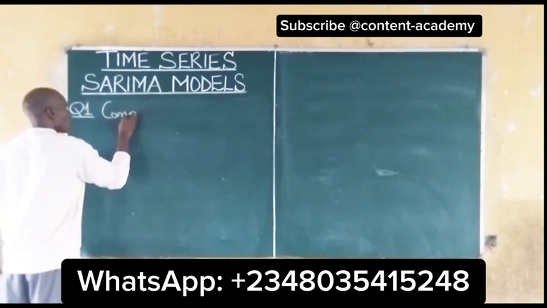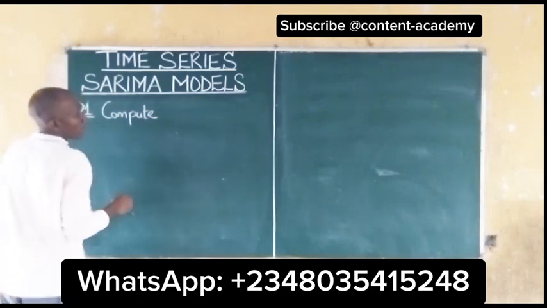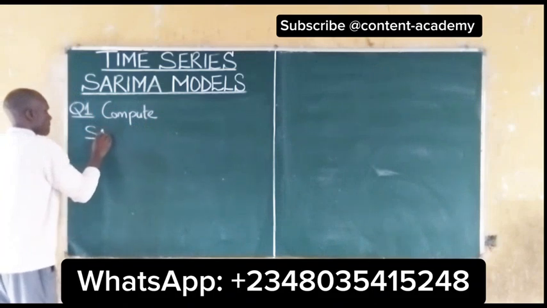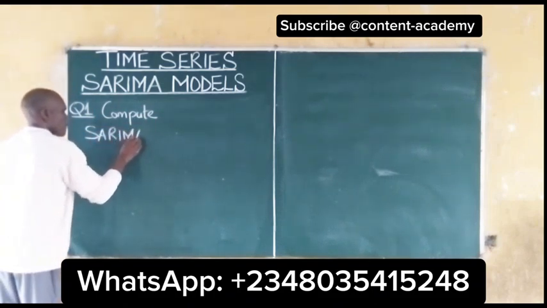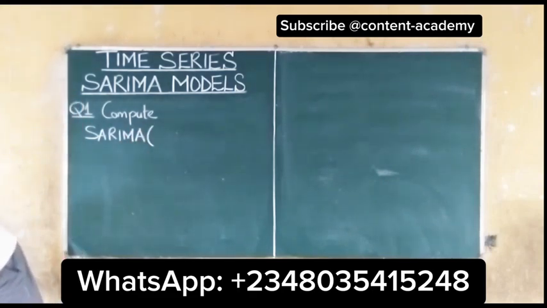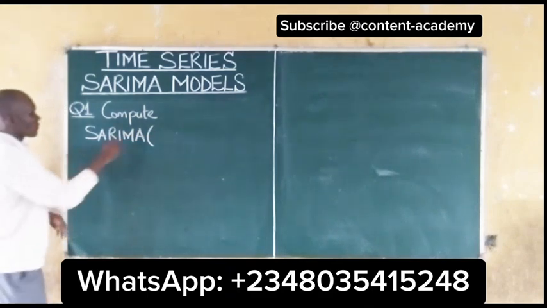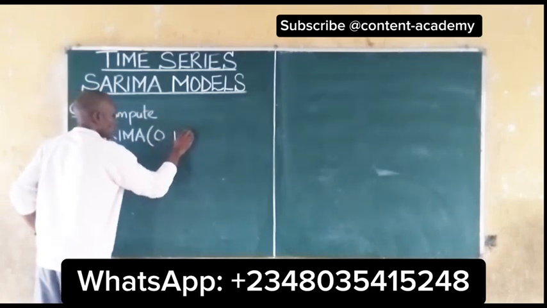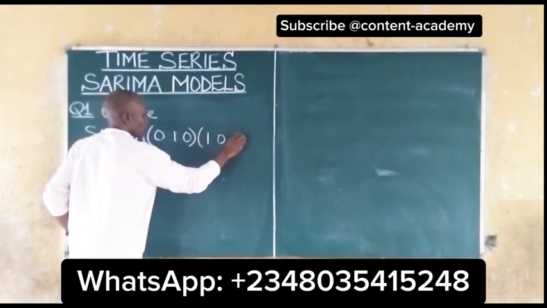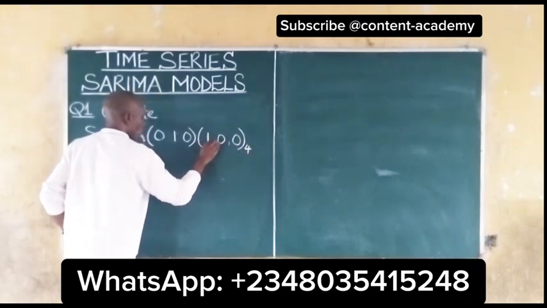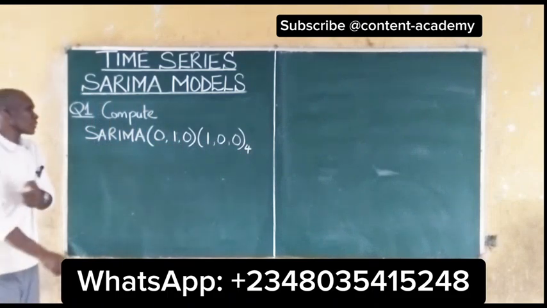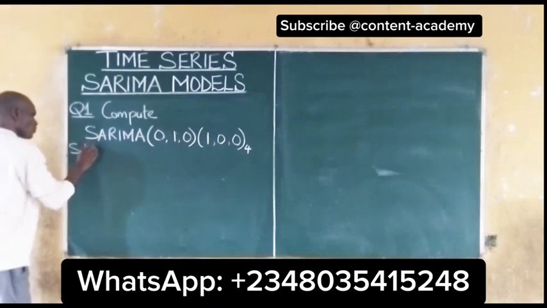You can say, compute SARIMA (0, 1, 0) and (1, 0, 0) with seasonality of 4. So we can be asked to compute that. Well, it's quite easy. Solution.